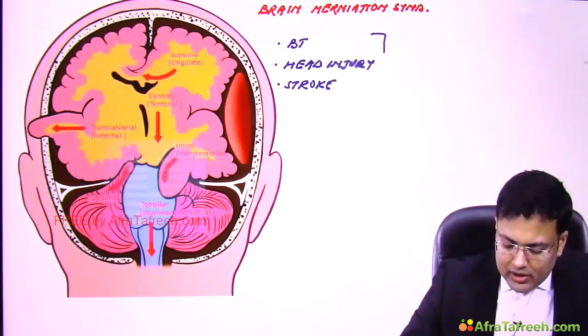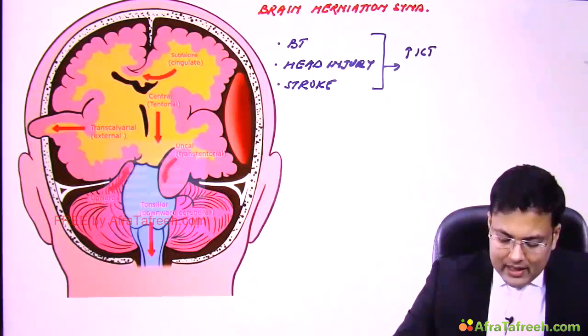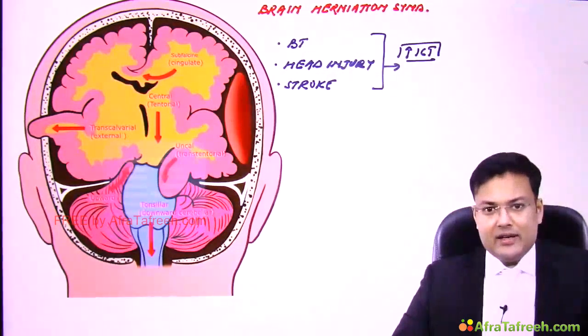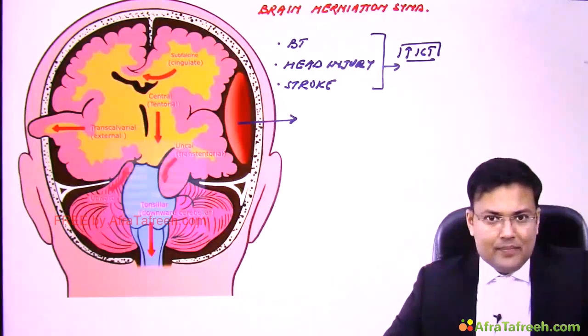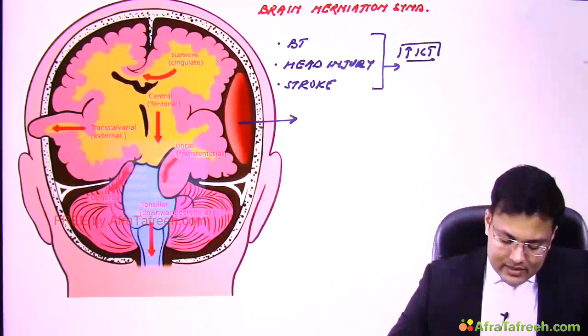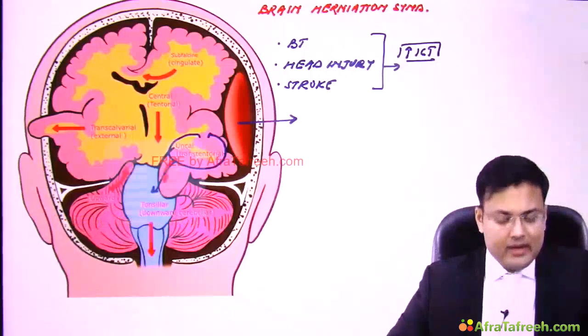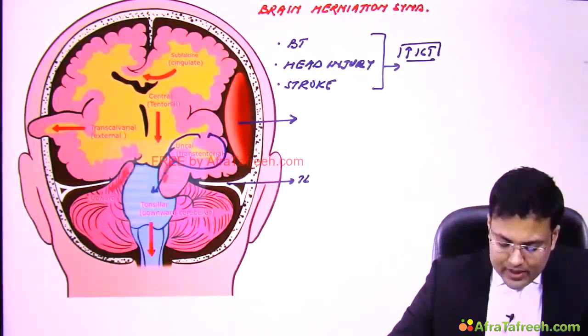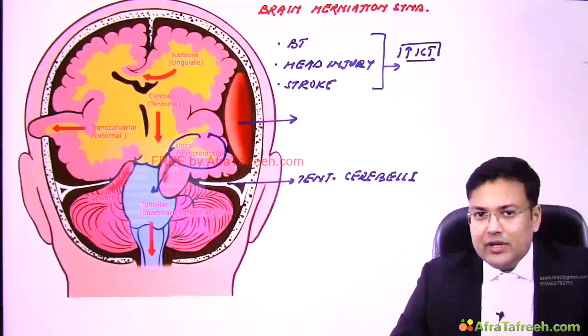Clear? So because of all these things, there is increased intracranial tension, and increased intracranial tension is a risk factor for brain herniation. In this case, you can see there is head injury leading to subdural hematoma, and because of that there is raised intracranial tension. So you can notice that there is uncal or transtentorial herniation. Here you can see this is tentorium cerebelli. Clear? Because of raised intracranial tension, uncus and temporal lobe are forced through tentorium cerebelli.